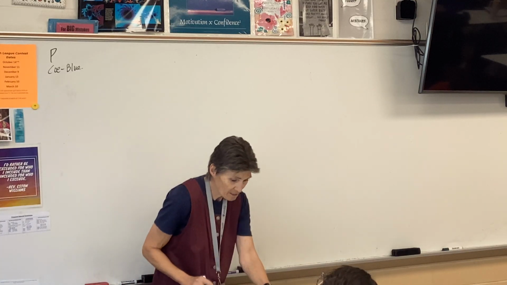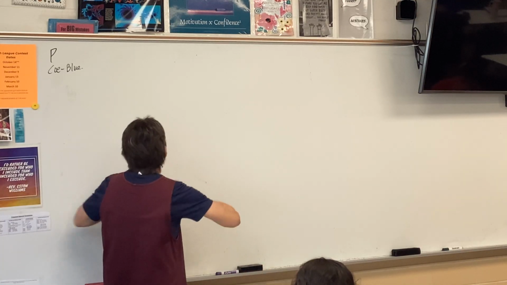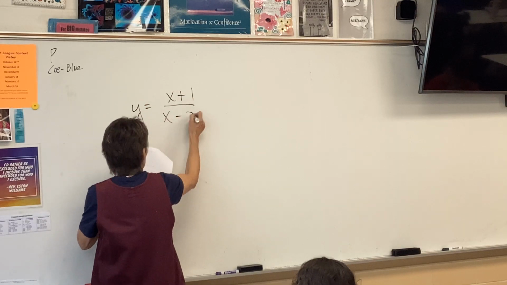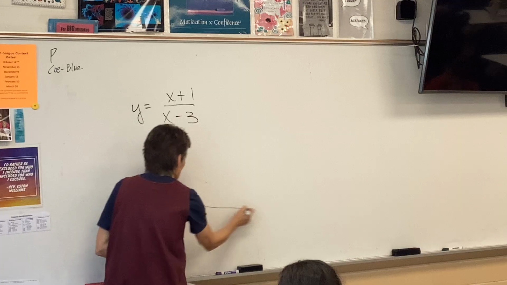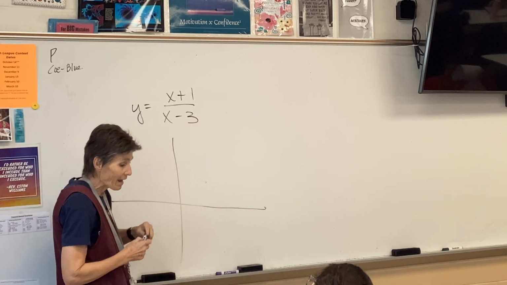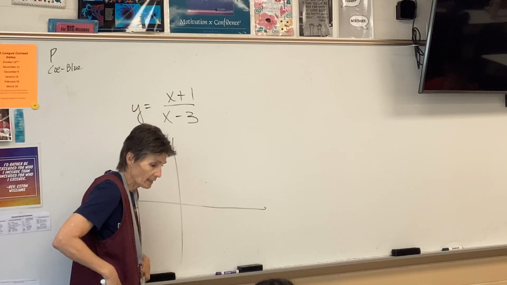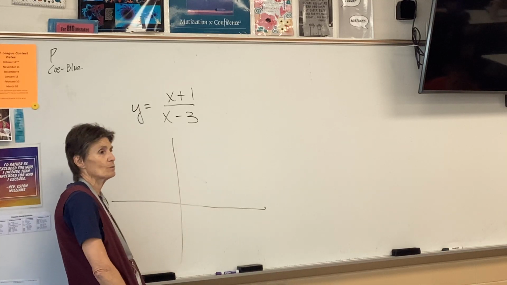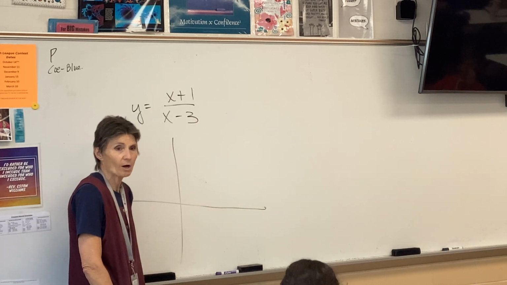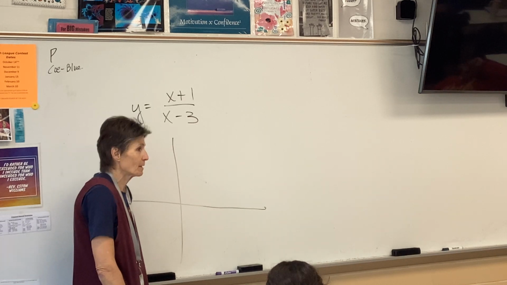Okay, so some of this is review. Tell me what you know about this. What do you remember about this? We are going to graph this, and we are going to label all asymptotes and intercepts. So what do you remember from when we talked about this a long time ago?